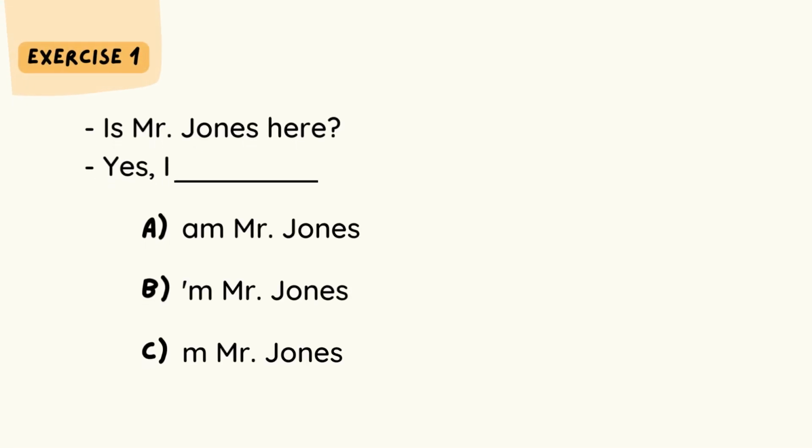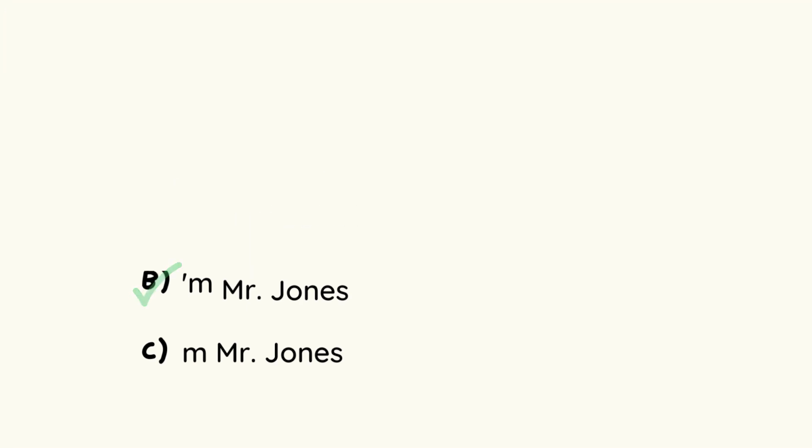Exercise 1. Is Mr. Jones here? Yes, I, A, am Mr. Jones. B, I'm Mr. Jones. C, I'm Mr. Jones. The correct answer is B, I'm Mr. Jones.